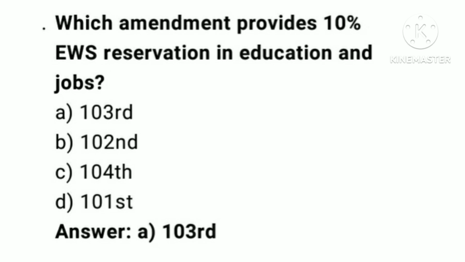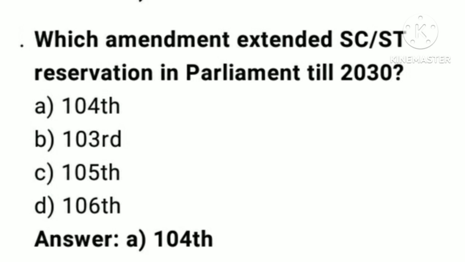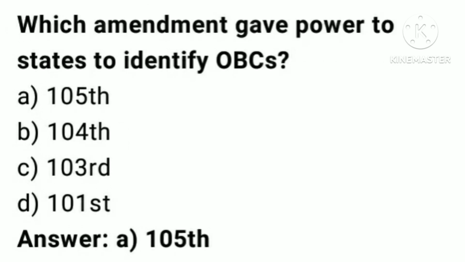Which amendment provides 10% economically weaker section or EWS reservation in education and jobs? Answer: 103rd Amendment. Which amendment extended SC/ST reservation in Parliament till 2030? Answer: 104th Amendment. Which amendment gave power to states to identify OBCs?